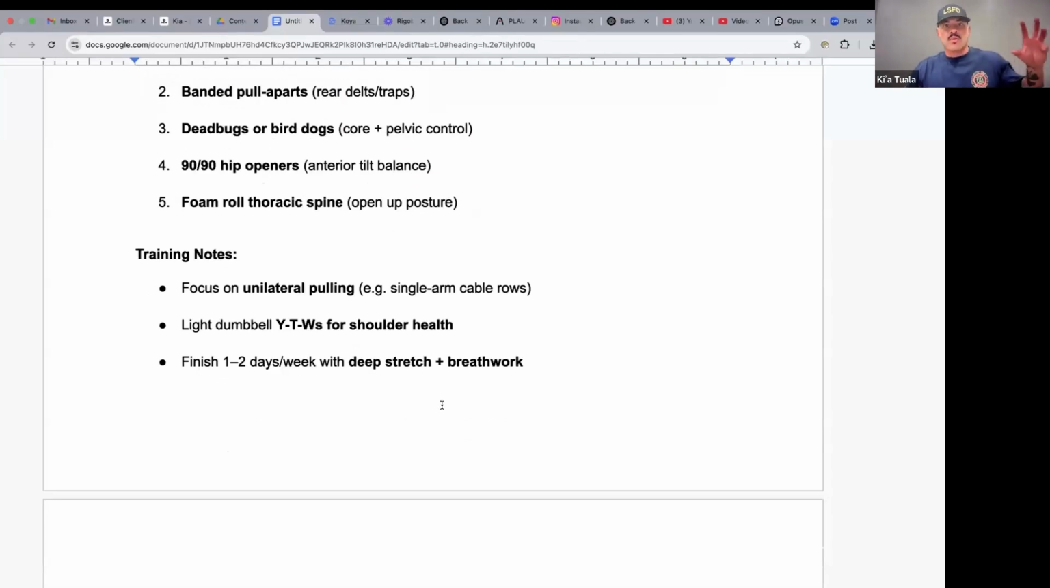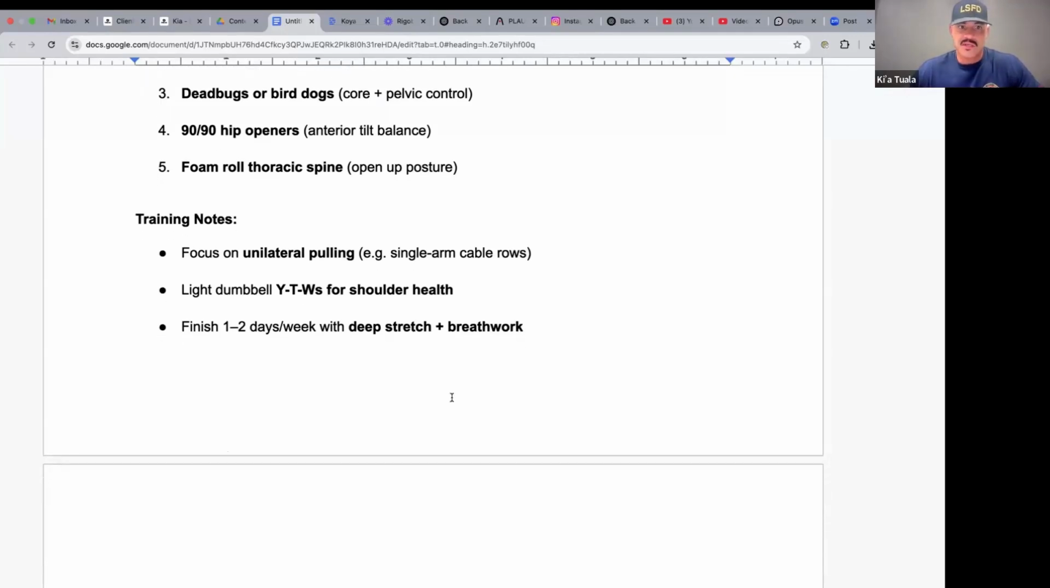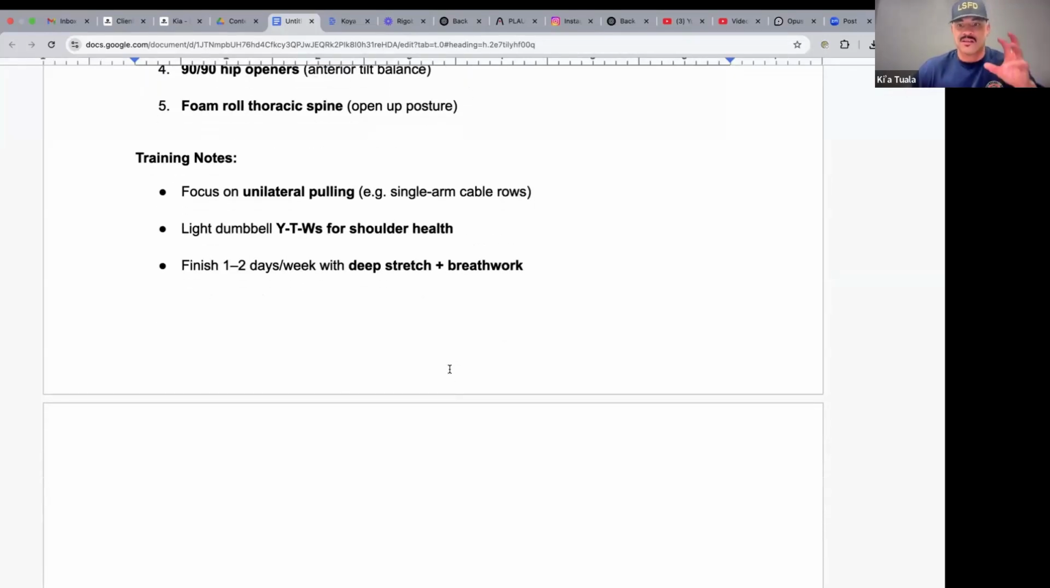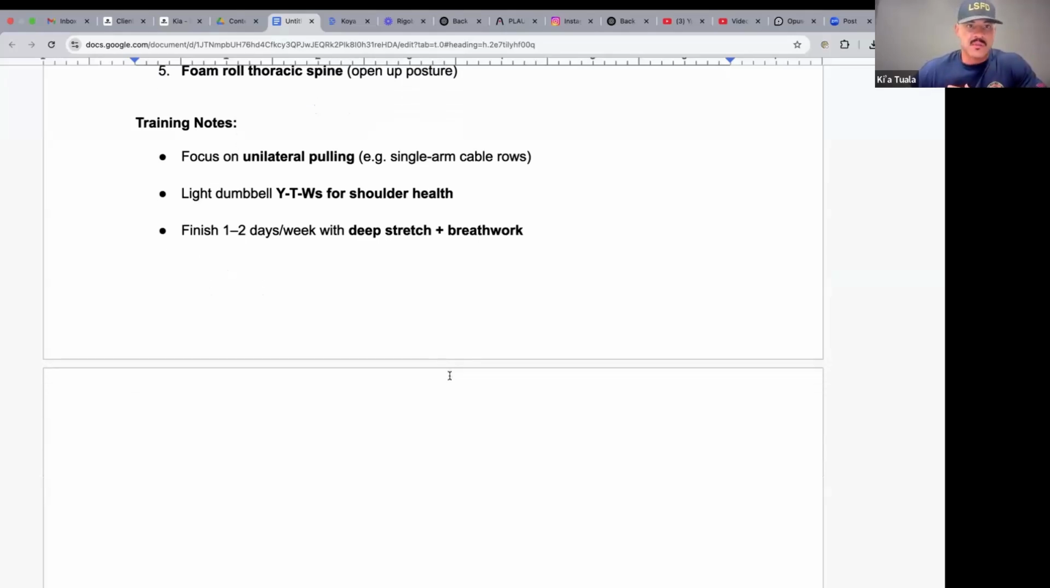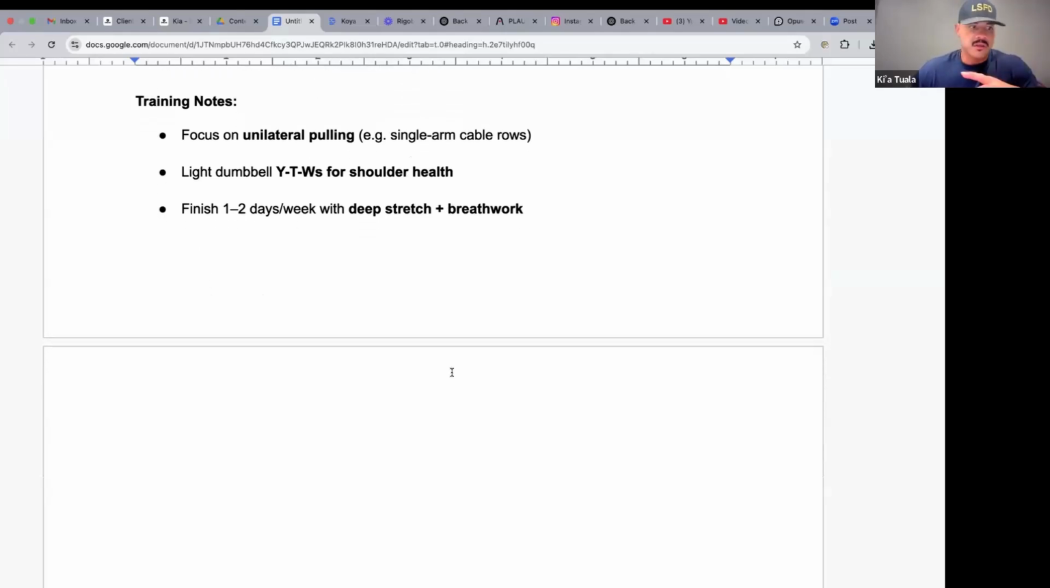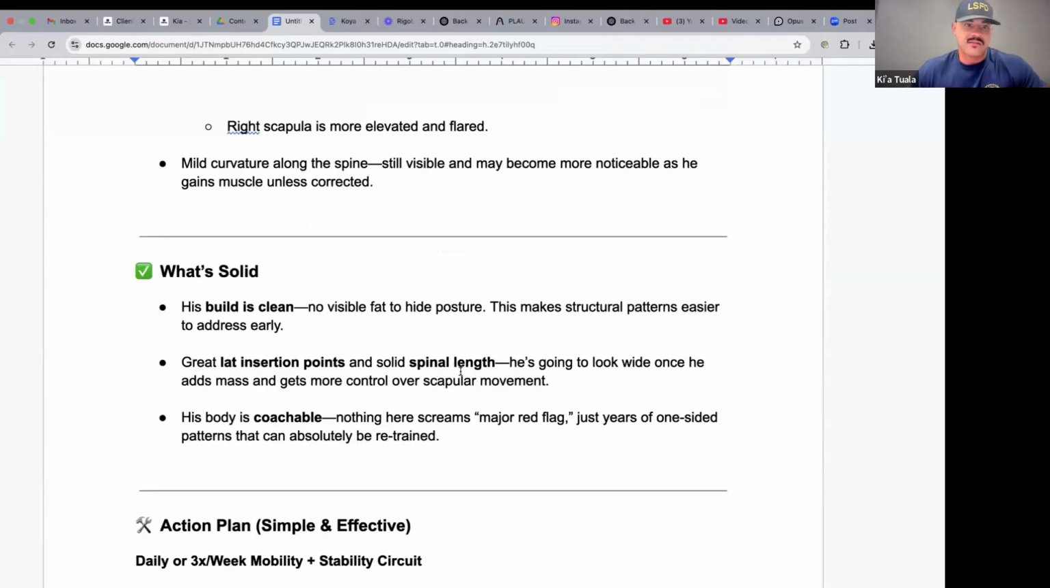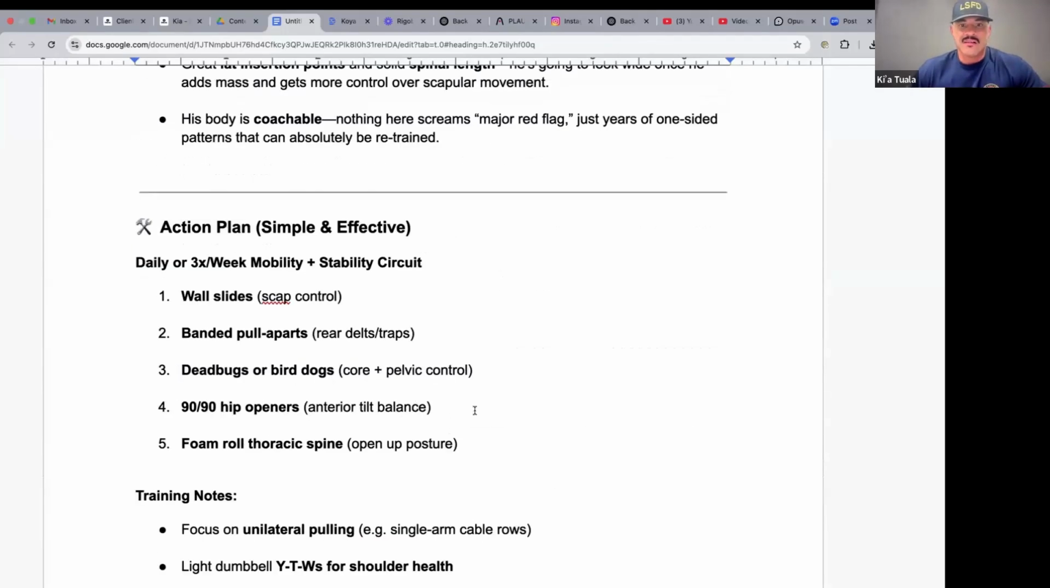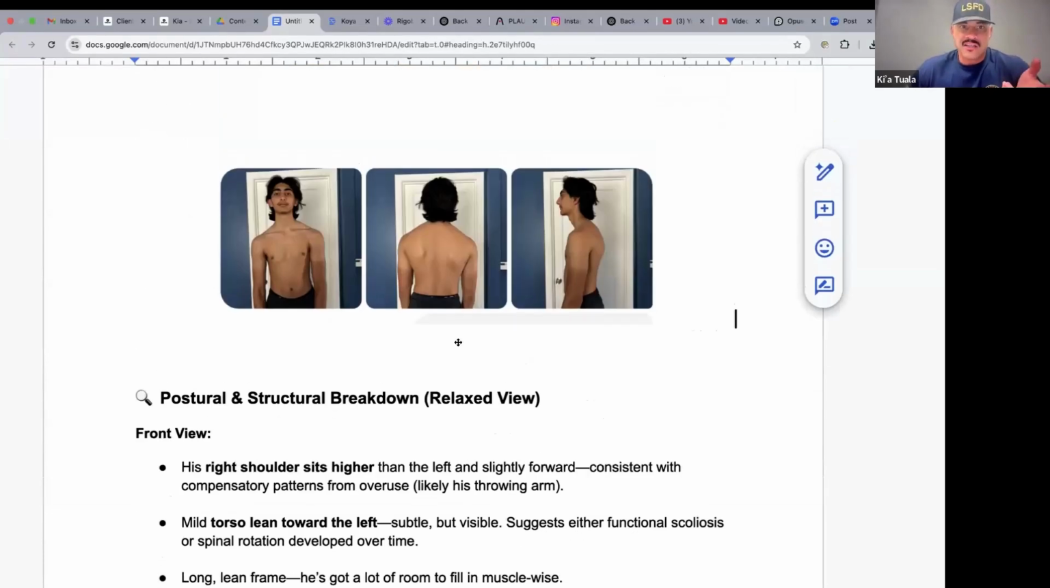Now, the unilateral pulling, like the single arm, is something he's going to have to focus on. That's going to be something moving forward that he's going to have to continuously put in his routines as he goes forward, start making up on that side. Finish one or two days a week where he's doing this deep stretch and he's doing some breath work along that. This is a very simple framework and it's always going to need to be built and tailored to him over time, but at least gives you a good idea.